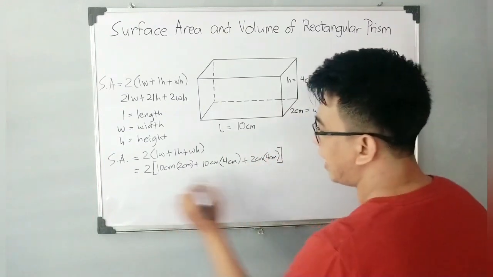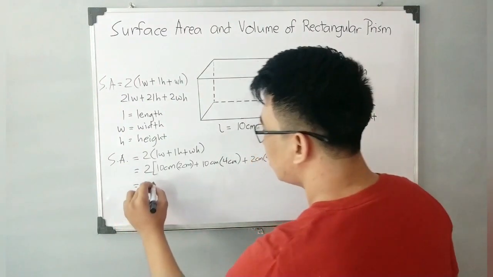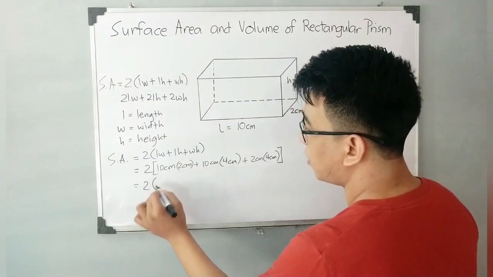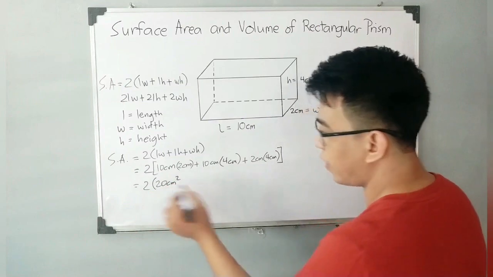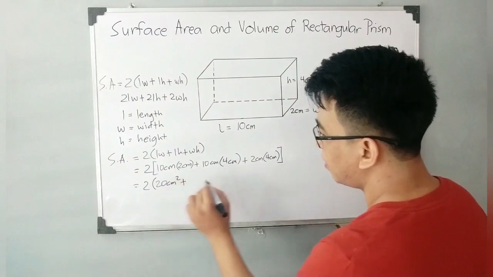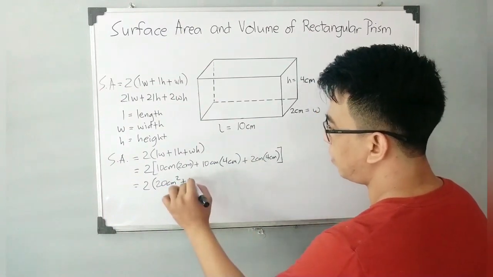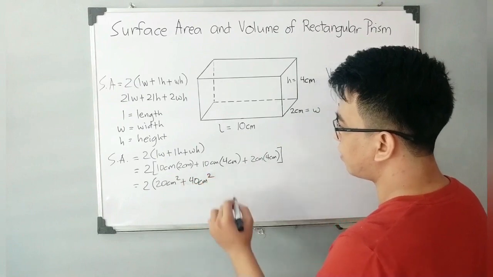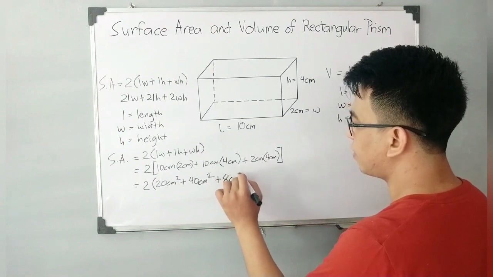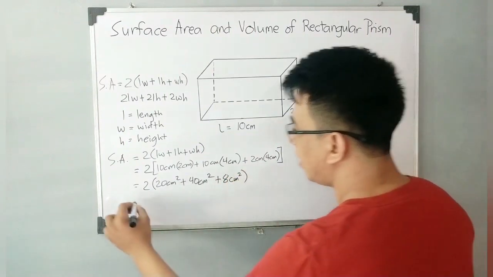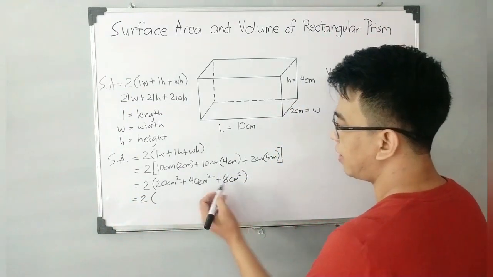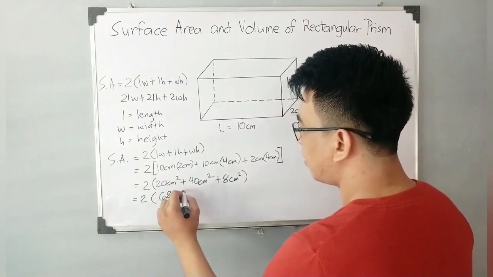Okay, simplify lang natin yung sa loob ng ating bracket. So we have here 2 times, we know that 10 centimeters times 2 centimeters will give you the product of 20 centimeters squared. Squared po yan. Plus 10 centimeters times 4 centimeters, that is 40 centimeters squared. Plus 2 times 4, that will give you 8 centimeters squared. And then, add natin lahat sila. This is 2 times 20 plus 40, that is 60 plus 8, that will give you 68 centimeters squared.